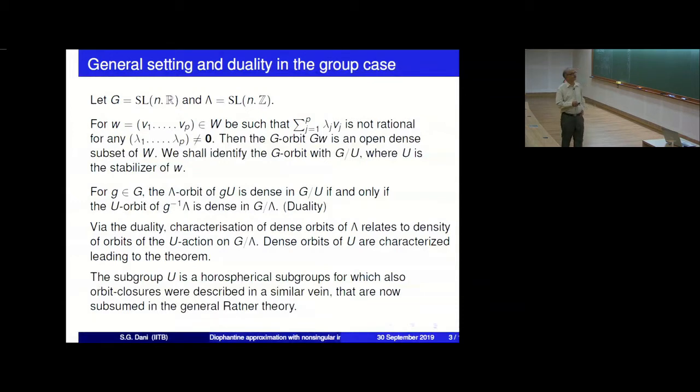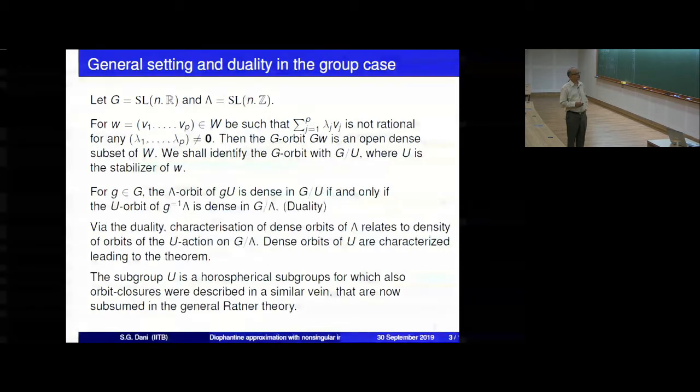There is a duality between the density of these orbits and these orbits. It's a very simple exercise in topology. So in this way, considering the gamma action on W, or especially the generic orbits, is reduced to looking at G actions on G mod lambda and understanding the dense orbits, and hopefully one is able to translate everything back via duality for the gamma action.